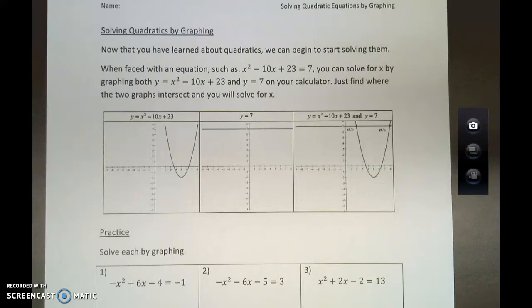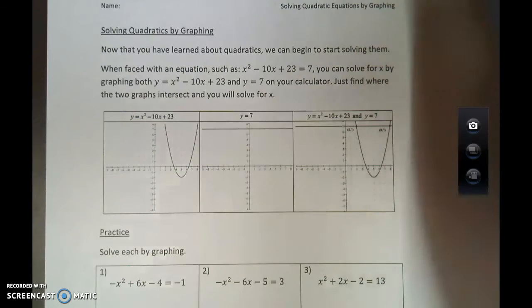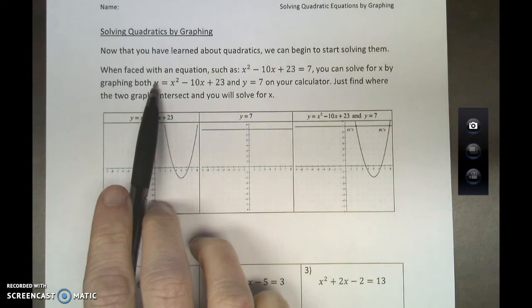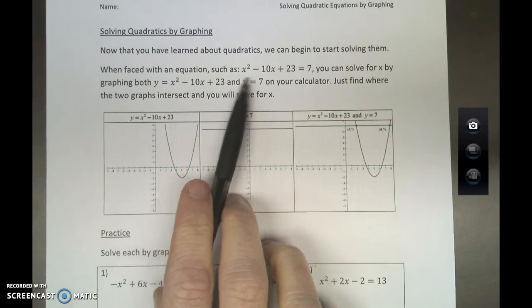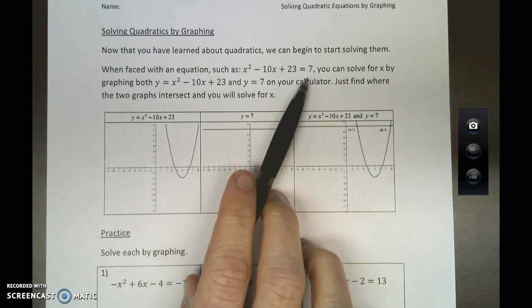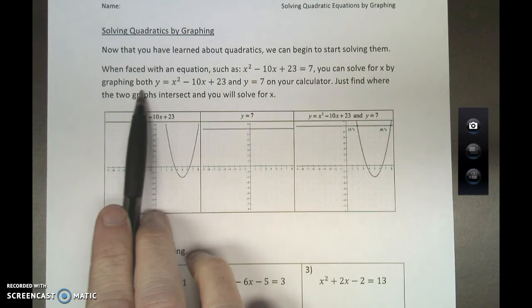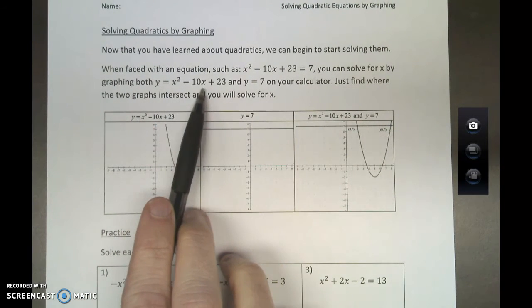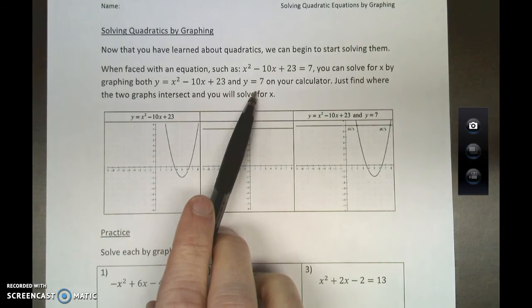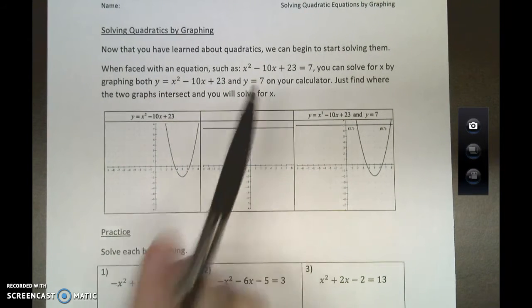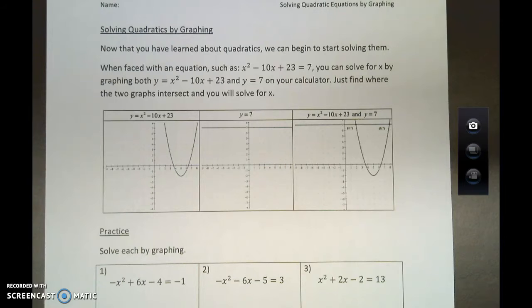Alright, now that we've learned about quadratics, we can start to begin solving them. So when you're faced with an equation such as x squared minus 10x plus 23 equals 7, you can solve for x by graphing both y equals x squared minus 10x plus 23 and y equals 7 on your calculator. Then you just need to find where the two graphs intersect and you'll solve for x.